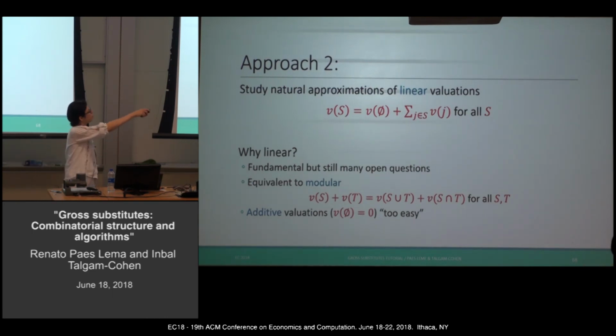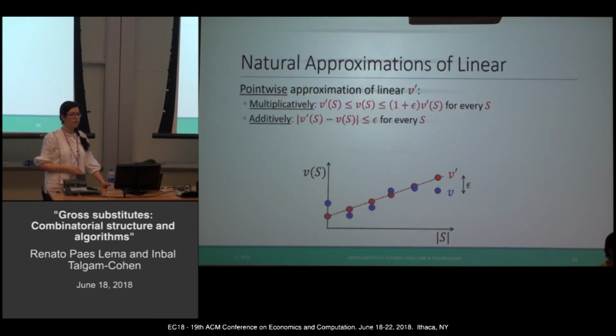Well, you might be annoyed by this offset. Well, it turns out that additive valuations are too easy in a sense I can mention later if you're interested. Okay, so if I'm focusing on linear evaluations, now I want to study natural approximations. So what would you consider to be a natural approximation of a linear evaluation?